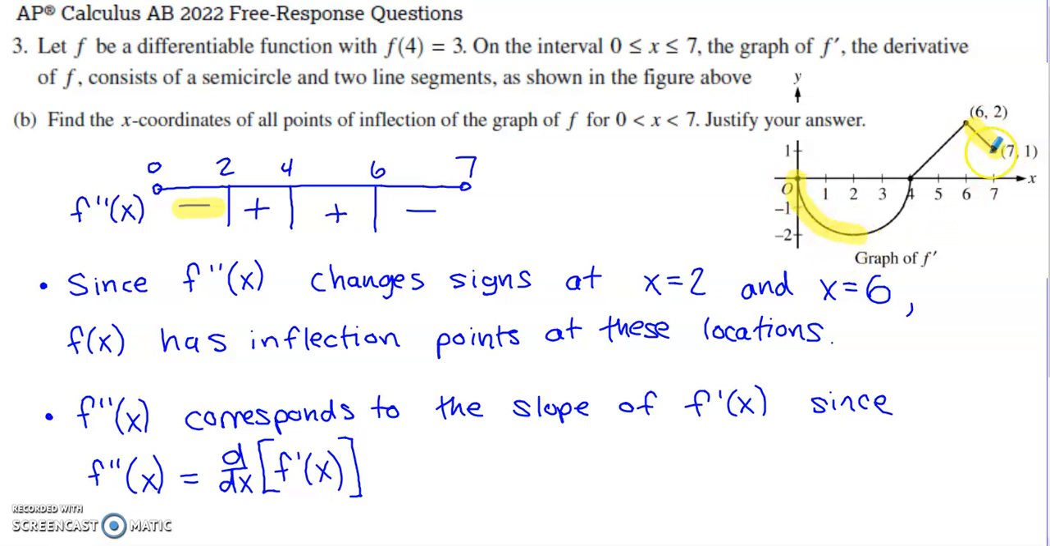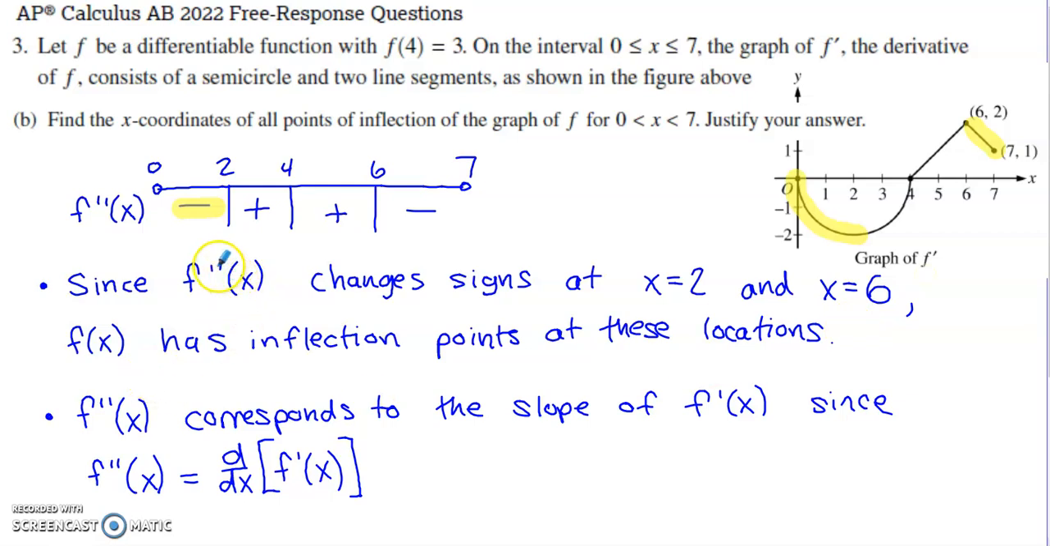We also have negative there, and then we're positive on those other stretches from 2 to 4 and then 4 to 6. I considered 4 as a place where I was going to have a potential change because there is a cusp on the graph at 4. My tangent slope on f prime is technically not defined at 4. I very well could have a change in slope as I pass through a location where my slope isn't defined.